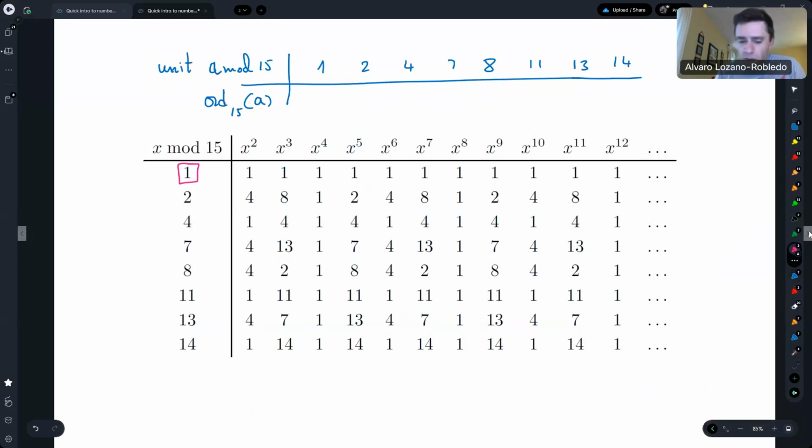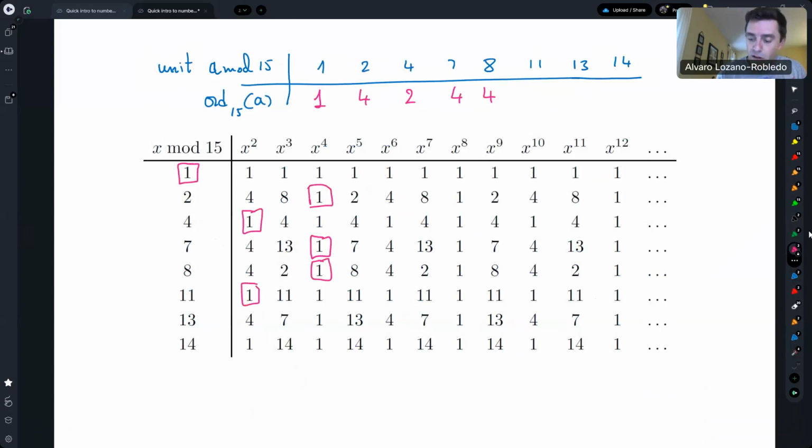And the order of 1 is 1. The order of 2, you can see that it's 4. The order of 4 is 2. The order of 7 is 4. The order of 8 is 4. The order of 11 is 2. The order of 13 is 4. And the order of 14 is 2. Here it is, the first ones.